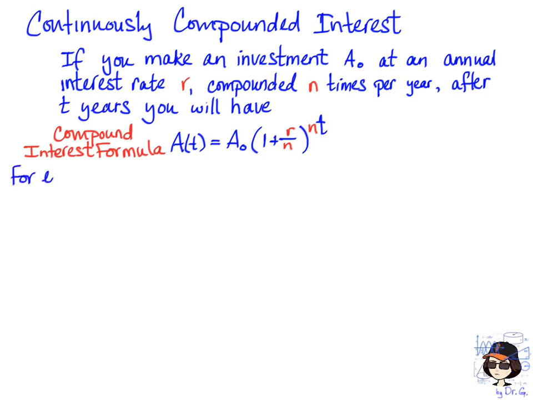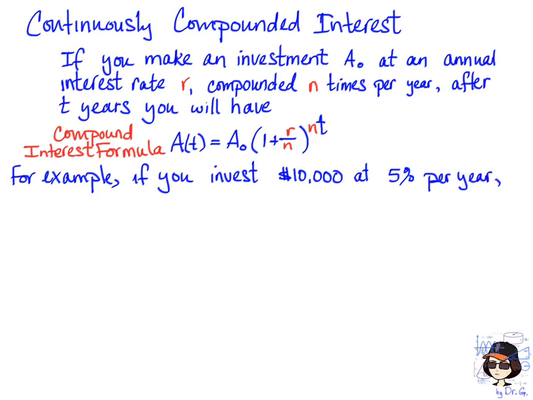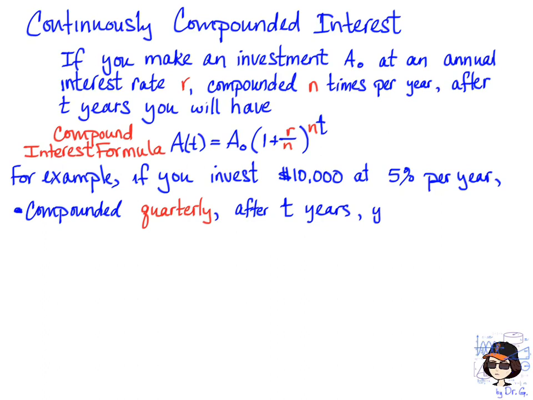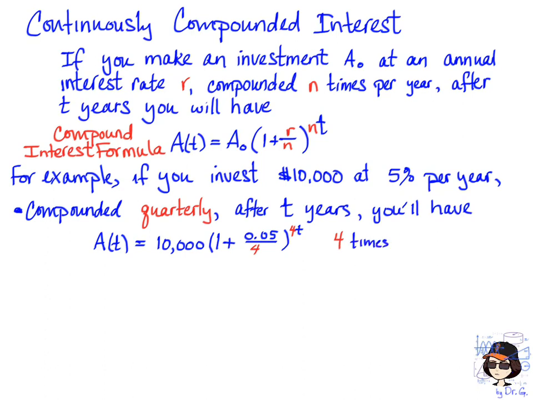So let's look at a couple of examples of how to use this formula. So suppose you're investing $10,000 at 5% per year. So let's get a formula for how much you'll have if you're compounding it quarterly. So compounded quarterly after T years, A of T will be 10,000 times 1 plus 0.05 divided by 4, raised to the 4 times T. That's 4 times a year. Quarterly means 4 times every year.